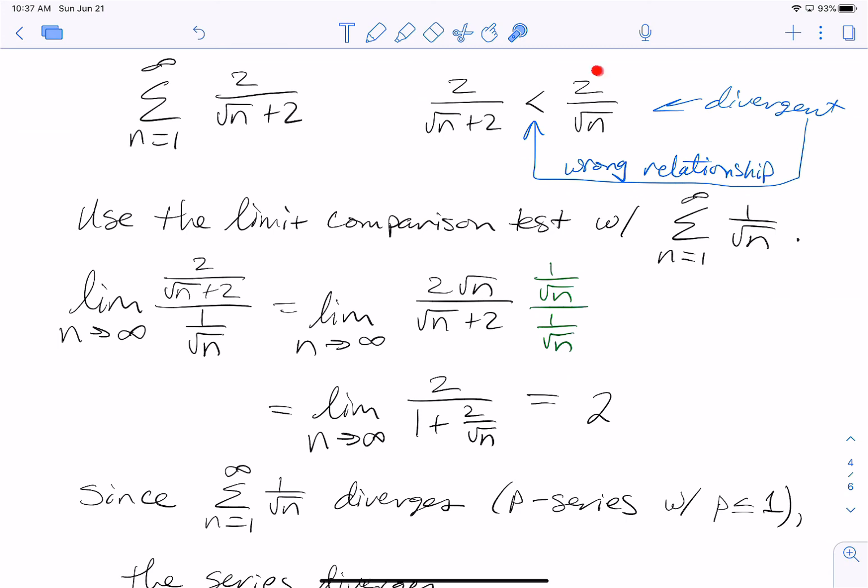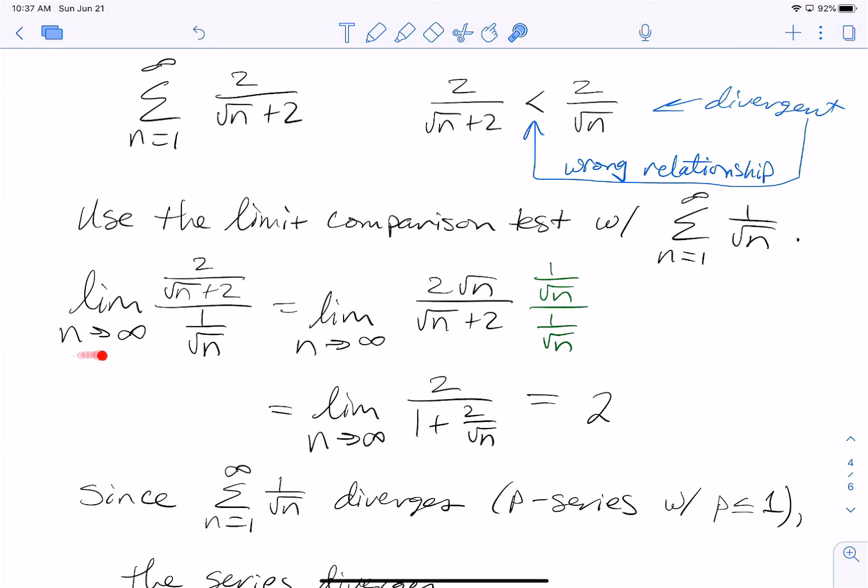I still want to use something related to 1 over the square root of n, and so I'm using the limit comparison test with the sum as n goes from 1 to infinity of 1 over the square root of n. You can use 2 over the square root of n too, doesn't matter. And if you did, you found you had a different limit, but it's still positive and finite, isn't it?